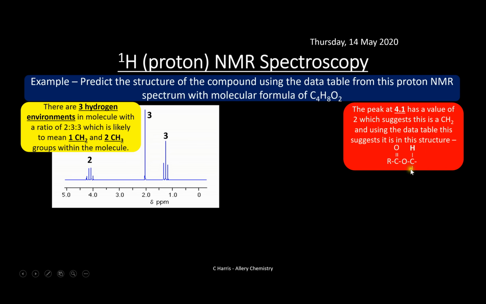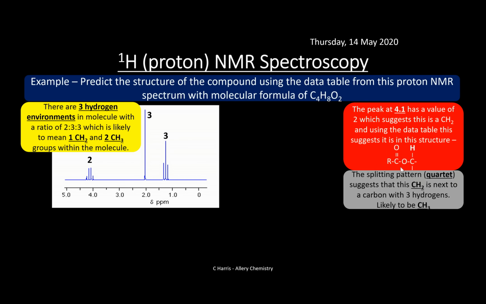So that's quite interesting. We've literally glimpsed a little bit of information. We don't have the full structure, of course, but we know that this hydrogen is next door to this setup here. That's given us a little bit of information. It looks quite like an ester, doesn't it? So the splitting pattern is a quartet. What does that mean? Well, that tells us that this CH2 is next door to a carbon with 3 hydrogens. Remember, because it's the n+1 rule. So that's likely to be a CH3 group.